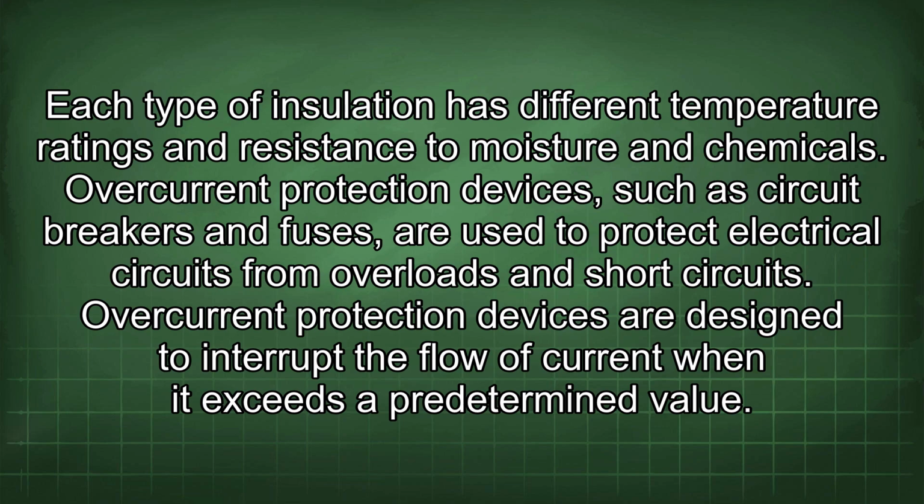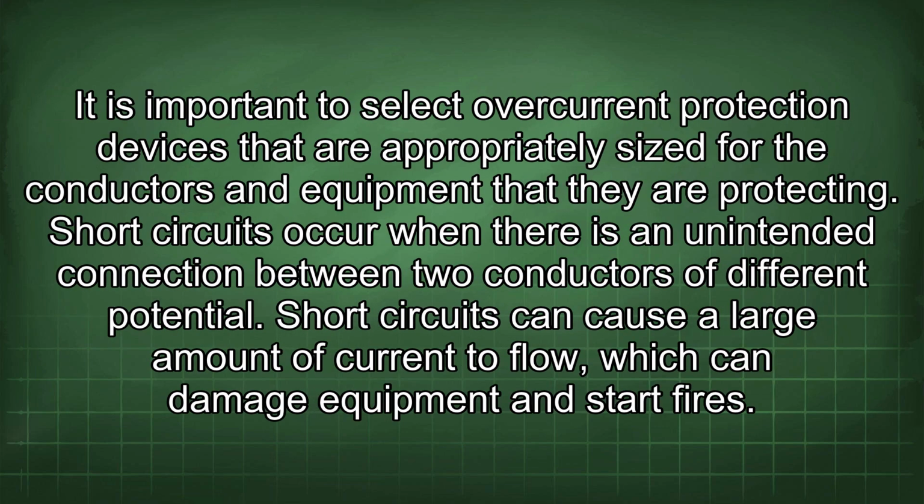Overcurrent protection devices, such as circuit breakers and fuses, are used to protect electrical circuits from overloads and short circuits. Overcurrent protection devices are designed to interrupt the flow of current when it exceeds a predetermined value. It is important to select overcurrent protection devices that are appropriately sized for the conductors and equipment that they are protecting. Short circuits occur when there is an unintended connection between two conductors of different potential. Short circuits can cause a large amount of current to flow, which can damage equipment and start fires.